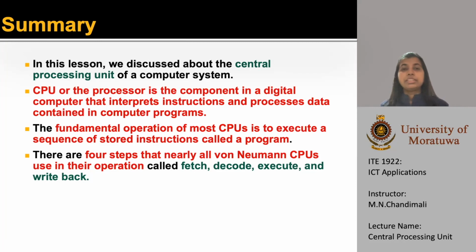In summary, here we discussed the central processing unit of a computer system. We call the central processing unit or the CPU the brain of the computer. It is the component in a digital computer that interprets instructions and processes data contained in computer programs. The fundamental operation of most CPUs is to execute a sequence of stored instructions called a program. There are 4 steps in almost all von Neumann architecture-based CPUs in their operation cycle. Those are called fetch, decode, execute, and write back.